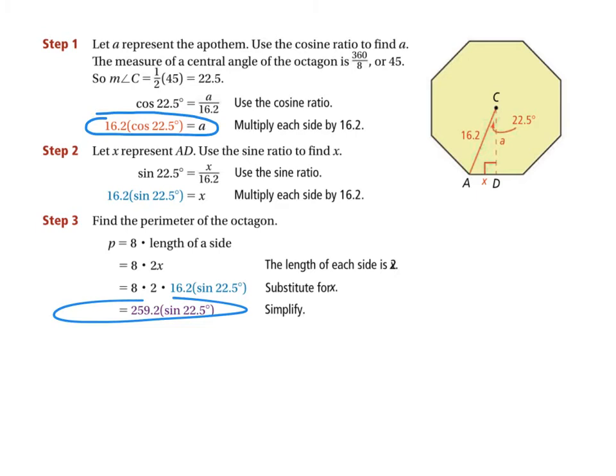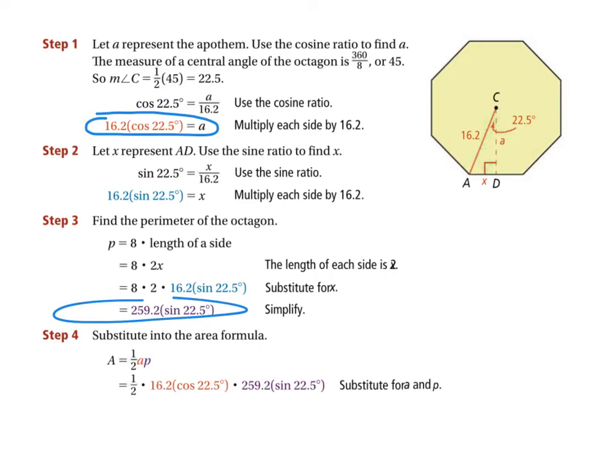Okay? Because that's what we need to do our calculations. So then we say, okay, step 4 is to substitute into the area formula. The area formula is 1/2 the apothem times the perimeter. The apothem is up top: 16.2 times cosine of 22.5, and the perimeter is 259.2 times the sine of 22.5.